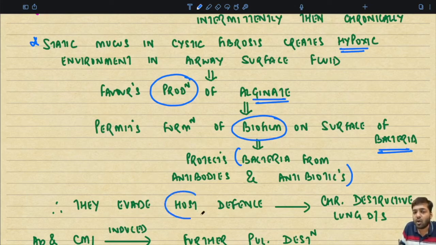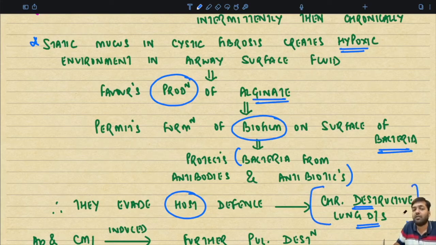Therefore, they evade the host defense and therefore they cause chronic destructive lung disease. Why is there chronic destruction? Because of the infection by the organisms and because of the formation of the biofilm. So the body cannot act against them, the antibodies cannot act against them, and the antibiotics are also not effective against them. As a result, they stay inside the body and stimulate inflammatory reactions, which ultimately cause chronic destructive lung disease.